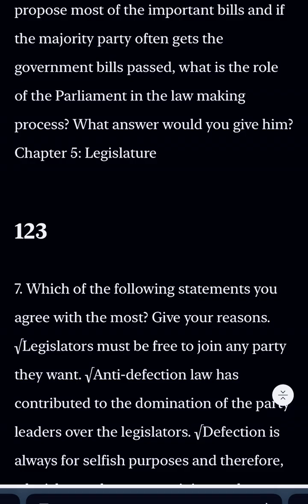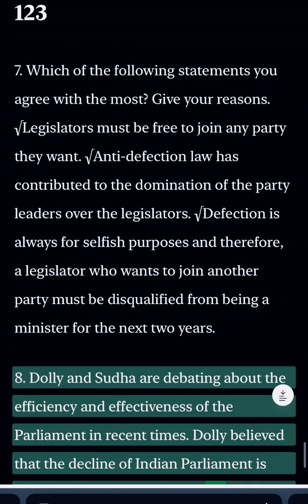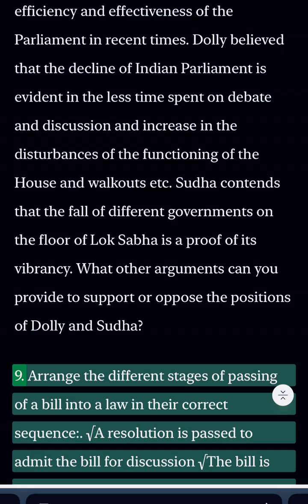8. Dolly and Sudha are debating about the efficiency and effectiveness of the Parliament in recent times. Dolly believed that the decline of Indian Parliament is evident in the less time spent on debate and discussion, and increase in the disturbances of the functioning of the House and walkouts, etc. Sudha contends that the fall of different governments on the floor of Lok Sabha is a proof of its vibrancy. What other arguments can you provide to support or oppose the positions of Dolly and Sudha?